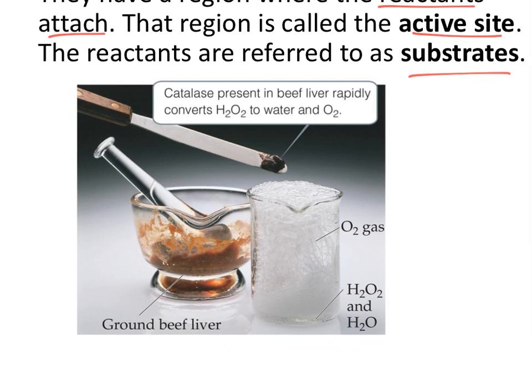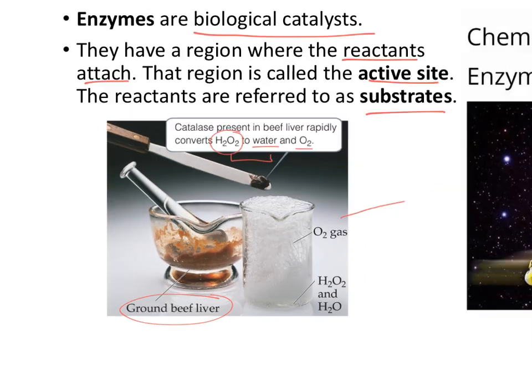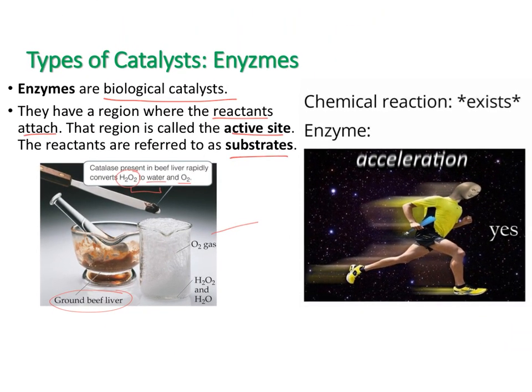So here we have catalase present in beef liver, and this is ground beef liver, which is kind of gross, but that catalase present converts H2O2 to water and O2. So normally this would take longer, the reaction of H2O2 being decomposed into water and O2 gas, but when you have catalase present, it happens much faster, and this happens to be an enzyme. It's a biological catalyst. So enzymes definitely make reactions go fast, especially in your body when your body needs to react right away.